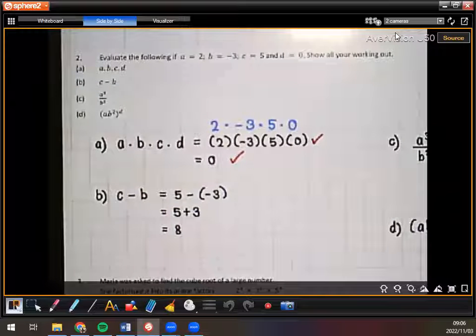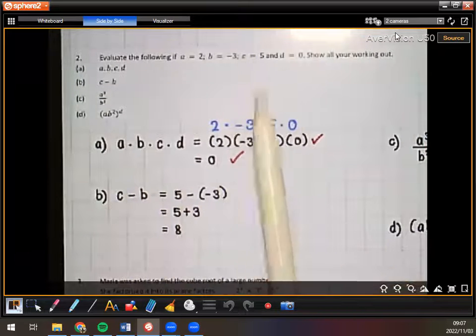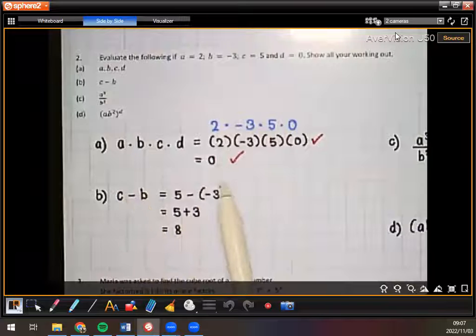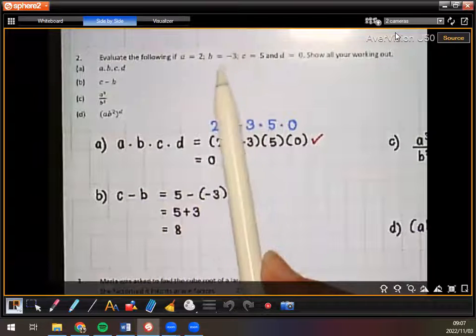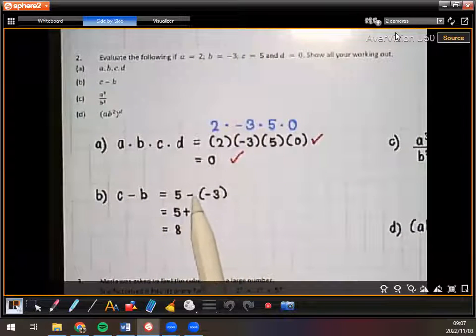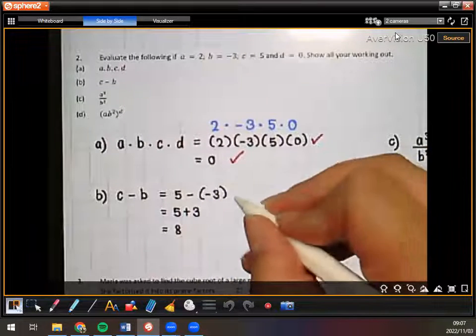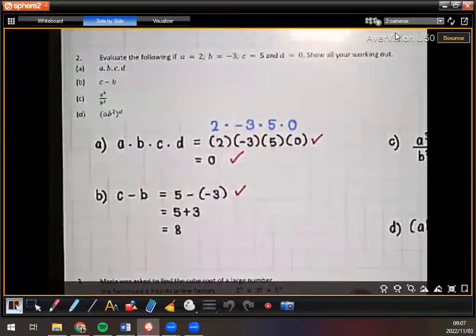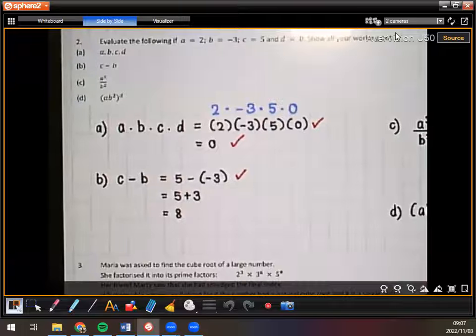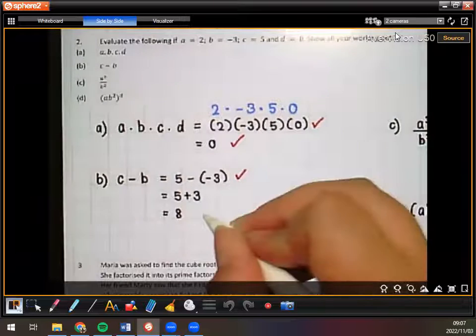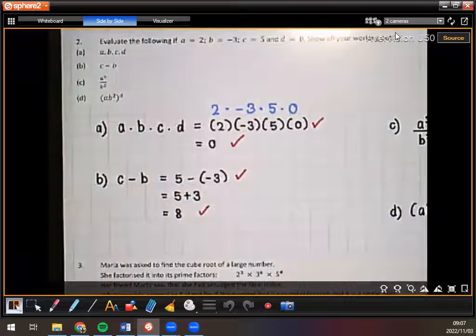Alright, for B, what are we doing? I'm subtracting B from C. Do we understand that? C minus B. So I have to take my C value, which they told me is 5, and then I have to minus the B value from it. So guys, the B value was -3. So you're minusing -3. What happens when you have a minus and a minus next to each other like that? It's a plus. So you're actually doing 5 plus 3, which is 8.